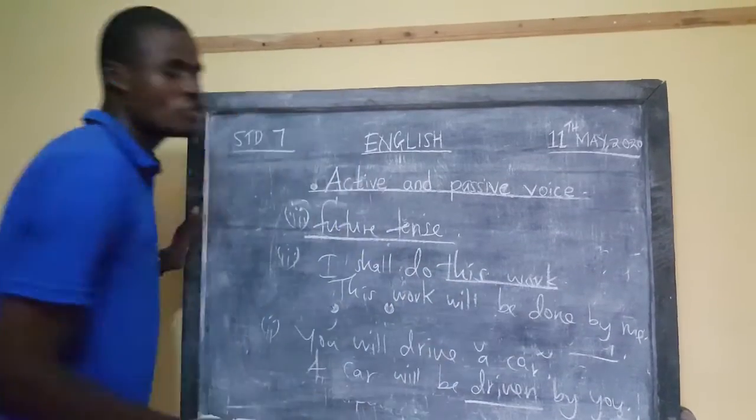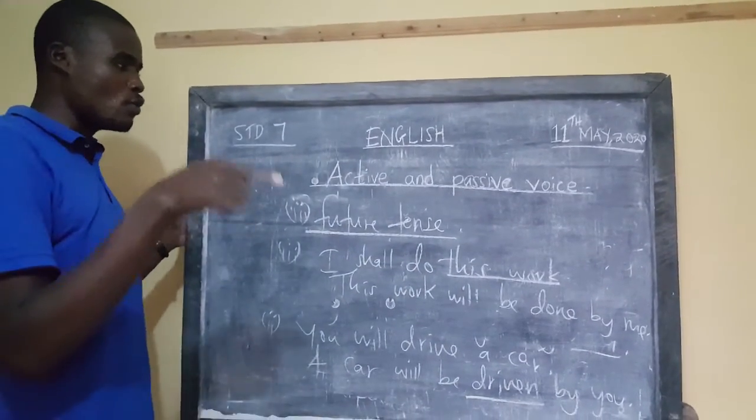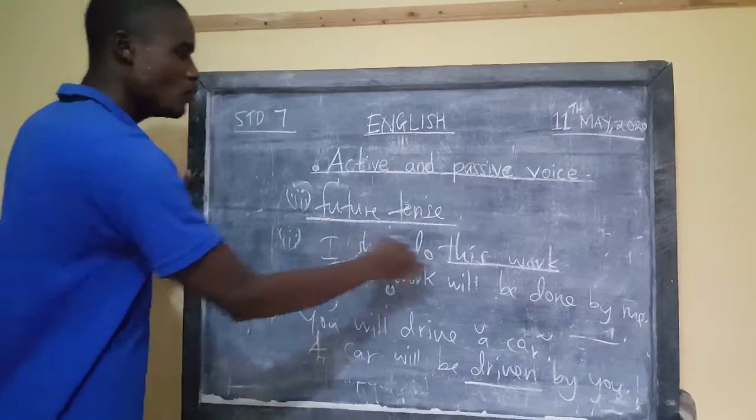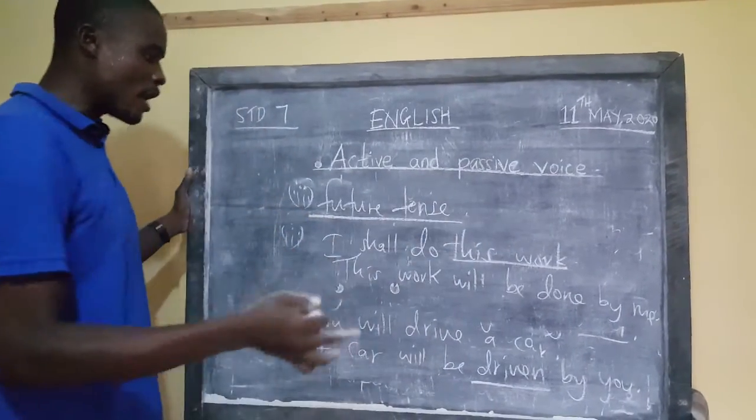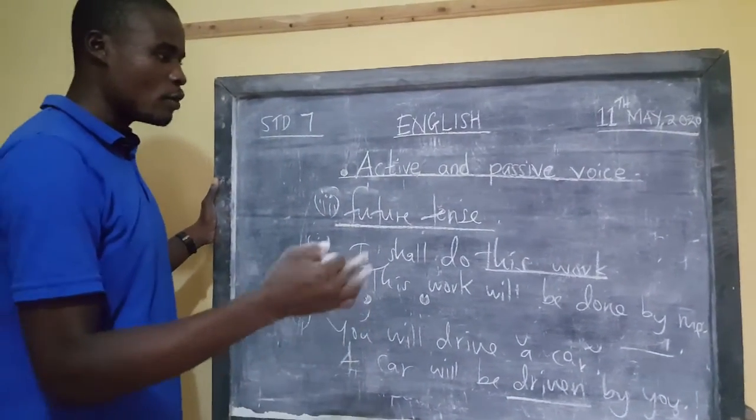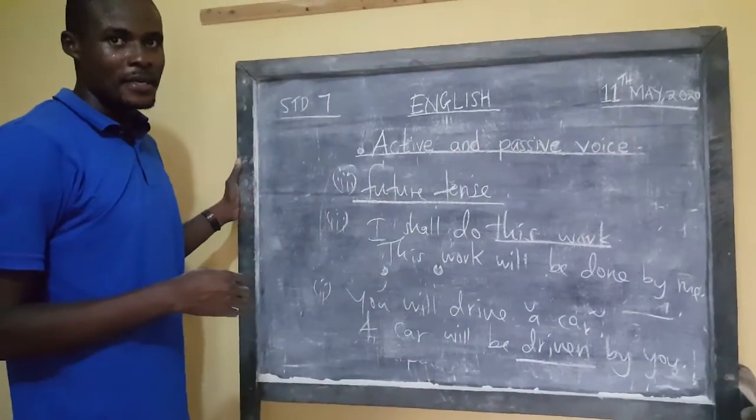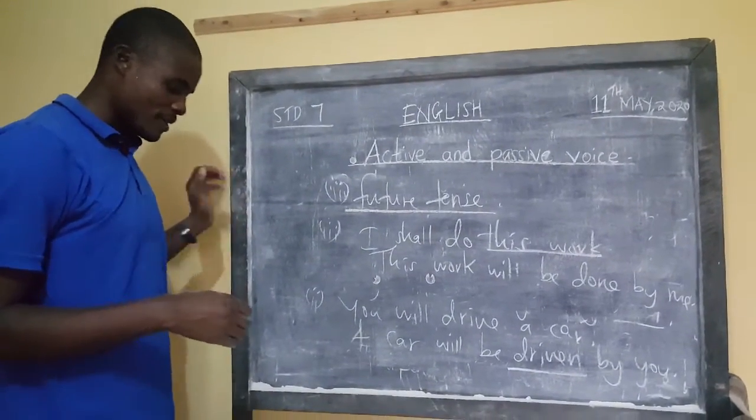Remember what I mentioned in the first part, that we must look at the article. So, I shall do this work. Begin with this work. Don't say work will be done. This work will be done by me. Learners, I hope you are together.